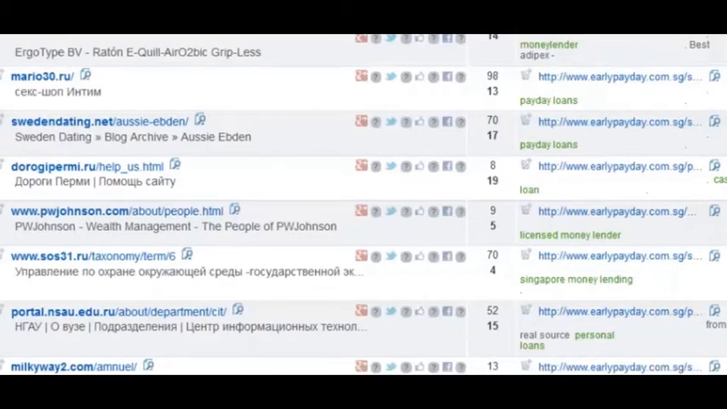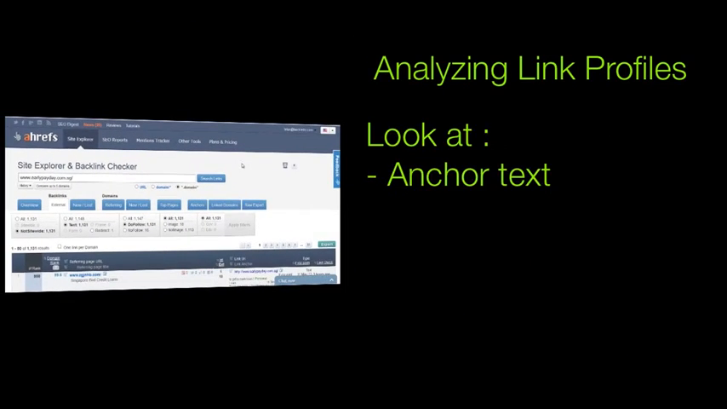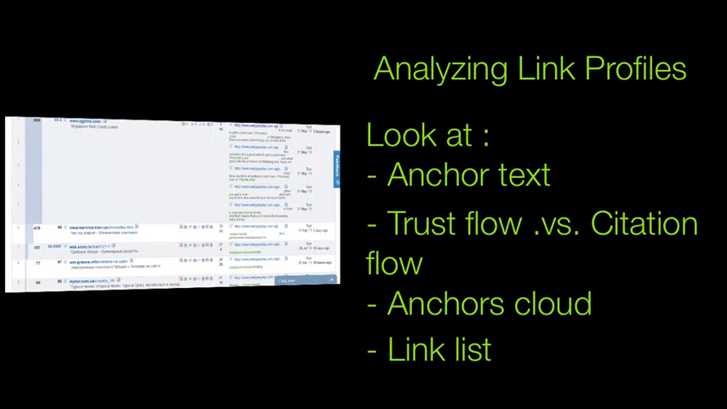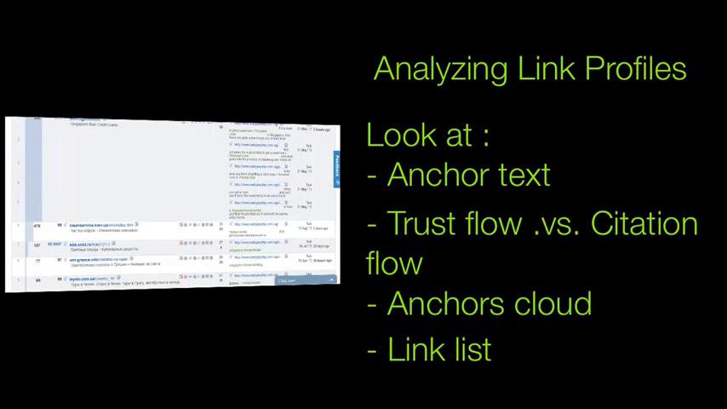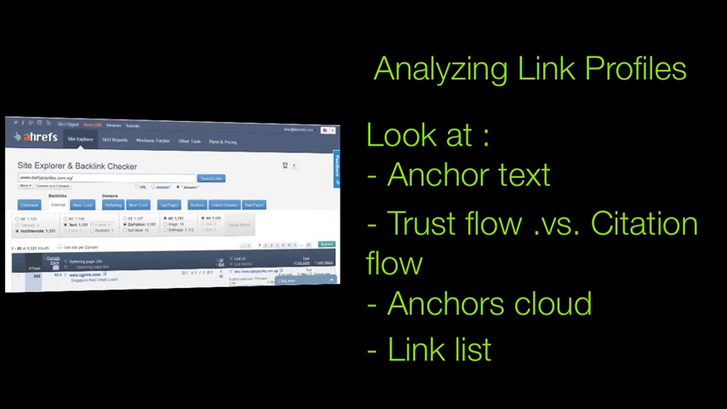Okay, so this is the great thing about analyzing link profile, is that it usually doesn't take very long. So you just really have to look at the anchor text. That's the number one thing. And then you want to look at the trust flow versus citation flow. And then you want to look at the anchors cloud in Ahrefs to get a visual representation of whether or not their anchor text looks real. And then if you want to dig deep, you can go one by one through the link list and see whether or not the sites that are linking to them are related and whether they're real sites or they're part of some sort of blog network.